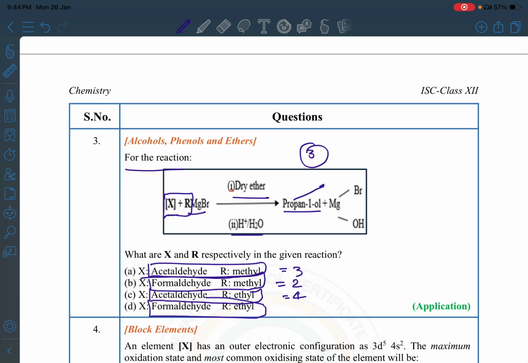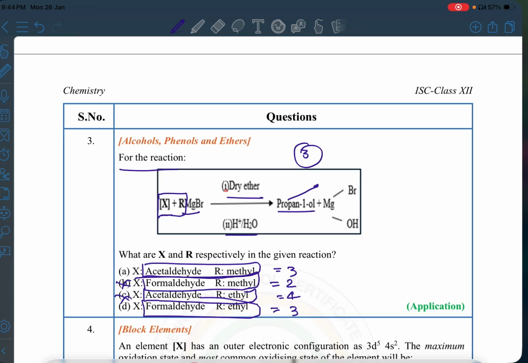And formaldehyde contains 1 carbon, ethyl contains 2, so total is 3. So options B and C are eliminated. Now just make the product.